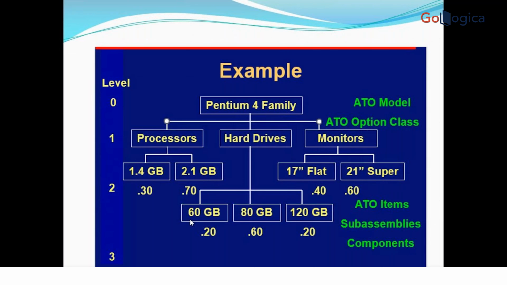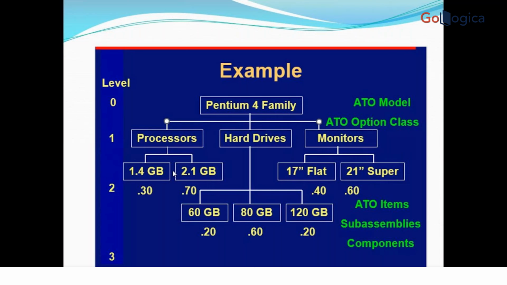But processors, hard drives, and monitors don't have any unique numbering, right? No, those just act as an intermediate between the model and the item. They are just to hold these things. But 1.4 GB is an item with number 0.30, correct? Correct, the actual manufacturing part number. So when I book the order, can I see that number, 0.30 or 0.70, on the system?